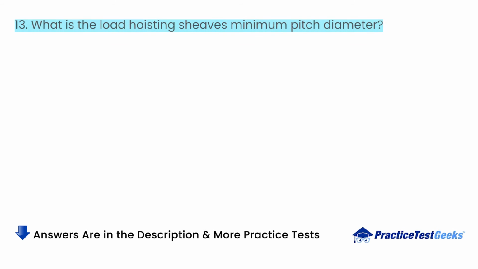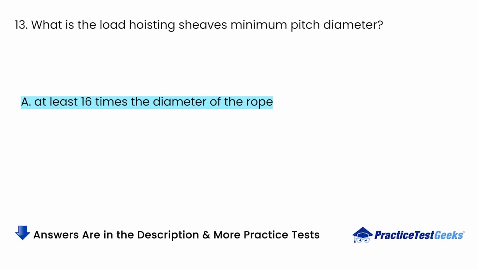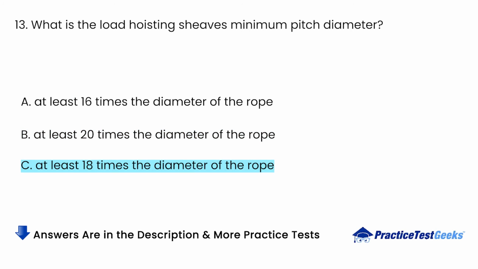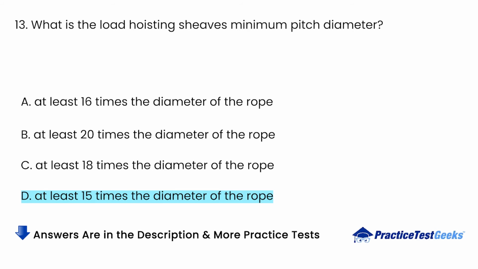What is the load hoisting sheave's minimum pitch diameter? A. At least 16 times the diameter of the rope. B. At least 20 times the diameter of the rope. C. At least 18 times the diameter of the rope. D. At least 15 times the diameter of the rope.